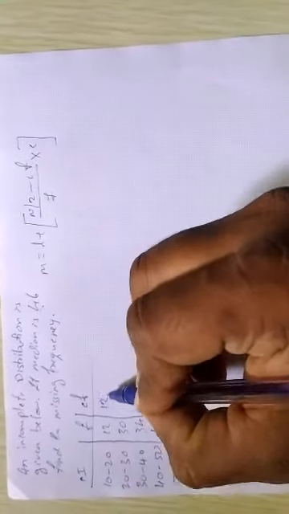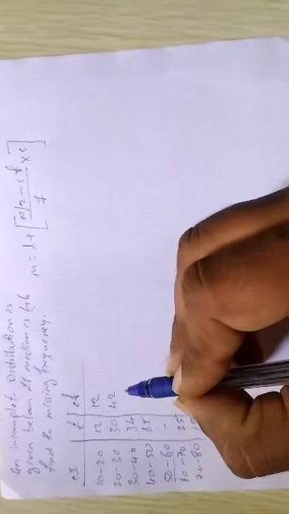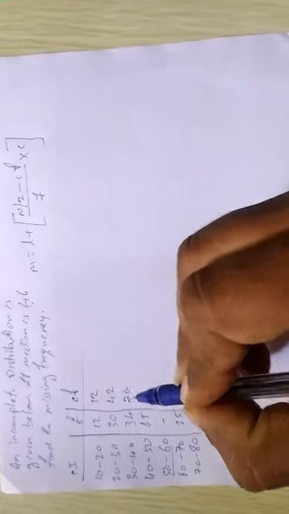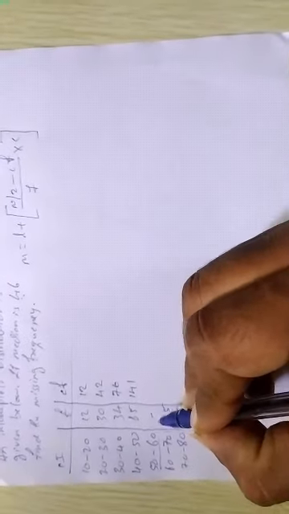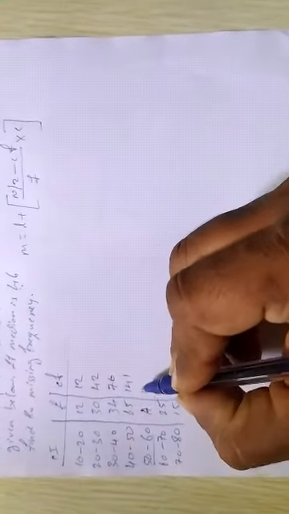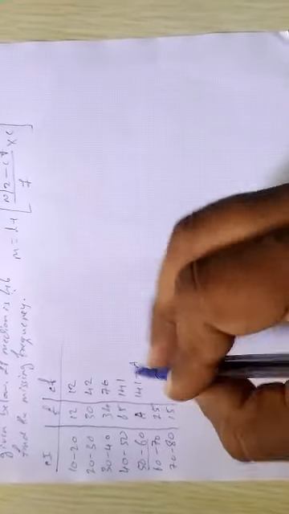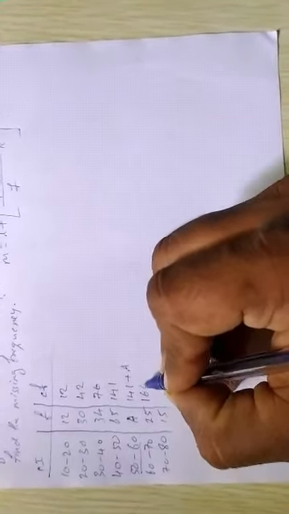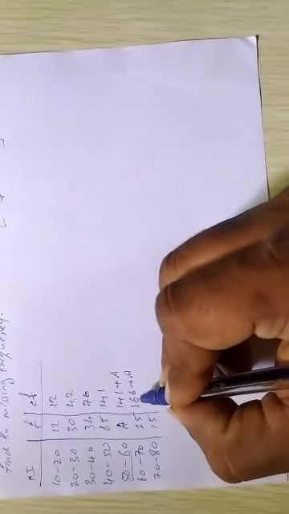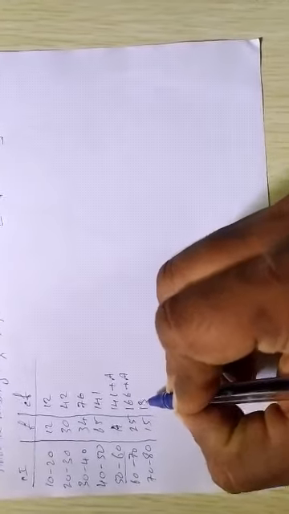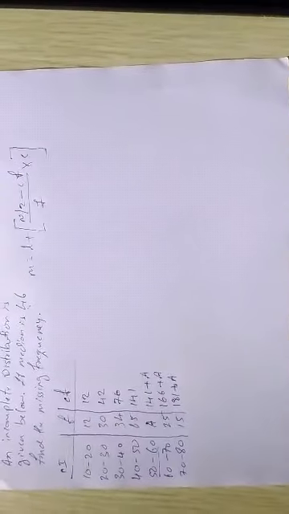So the cumulative frequency column: 12, plus 30 is 42, plus 34 is 76, plus 65 is 141. Here nothing is given, so put A there. So 141 plus A. Next 141 plus 25 is 166 plus A. Then 15 plus 166 is 181 plus A.